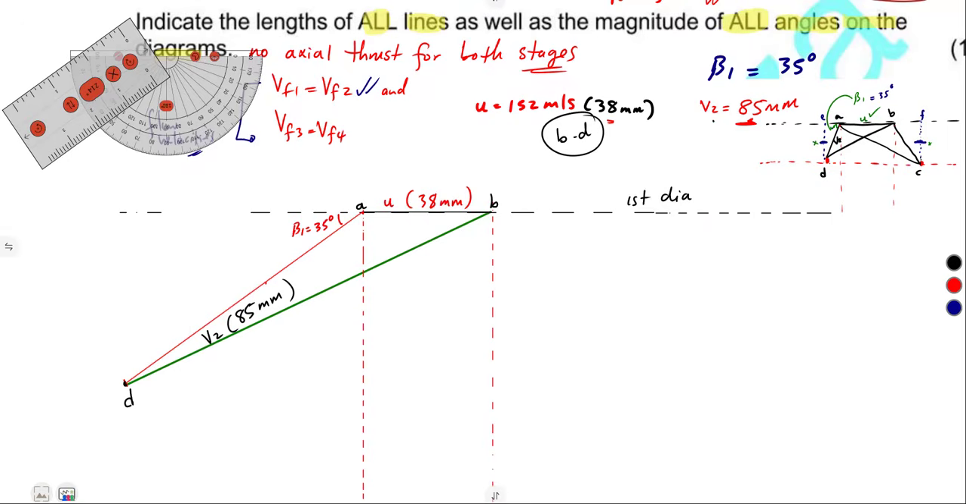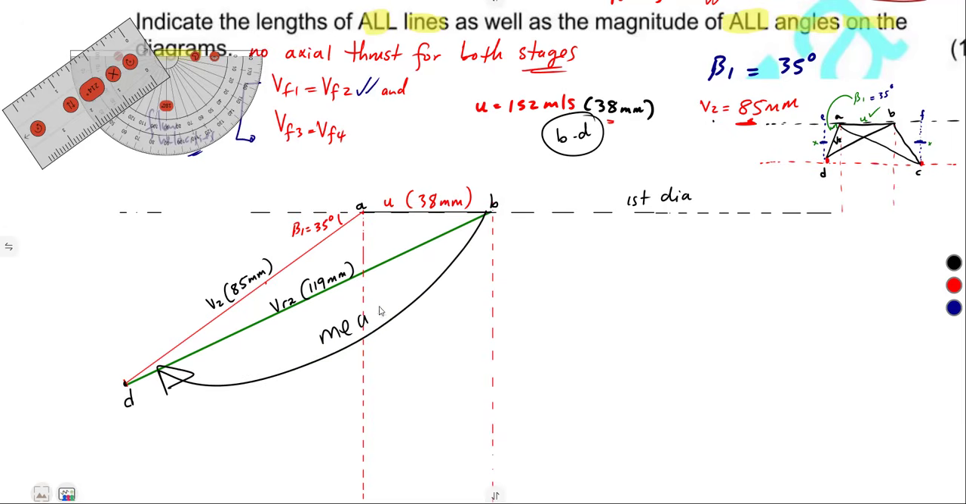Let me just write my V2 here. Our V2 was 85 millimeters. So this is our VR2. You measure it from B to D, and that is approximately 119 millimeters. You measure B to D using your ruler. So that is it.